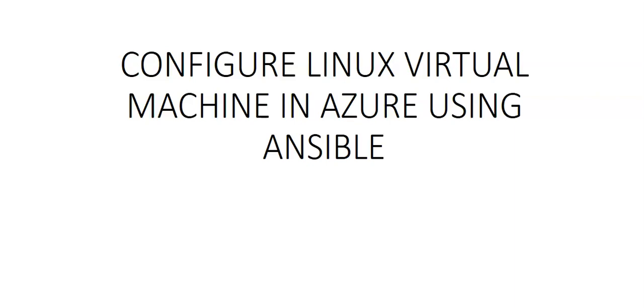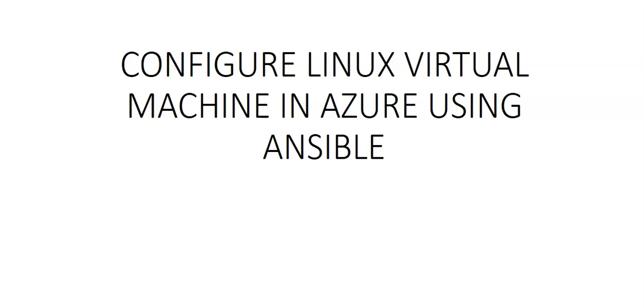Hi, my name is Ashish, and in this video we will configure a Linux virtual machine in Azure using Ansible. Using a declarative language, Ansible allows you to automate the creation, configuration, and deployment of Azure resources via Ansible playbooks. In this video, we will see a sample Ansible playbook for configuring a Linux virtual machine.